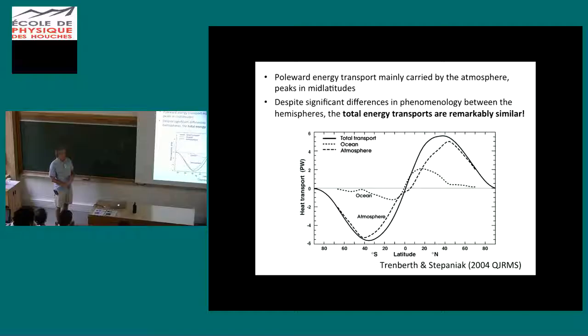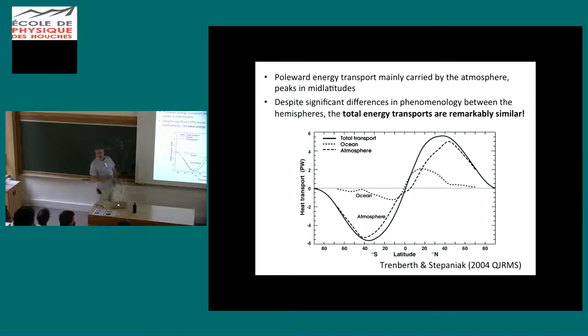Tapio showed this plot too, although maybe from an earlier paper, but it's basically the same plot. He was emphasizing the important role of the ocean in the poleward transport, but actually, as he pointed out, once you get to middle latitudes, the ocean is really negligible. So most of the heat transport is carried by the atmosphere, and the peak is in middle latitudes, so the atmosphere is shown here.